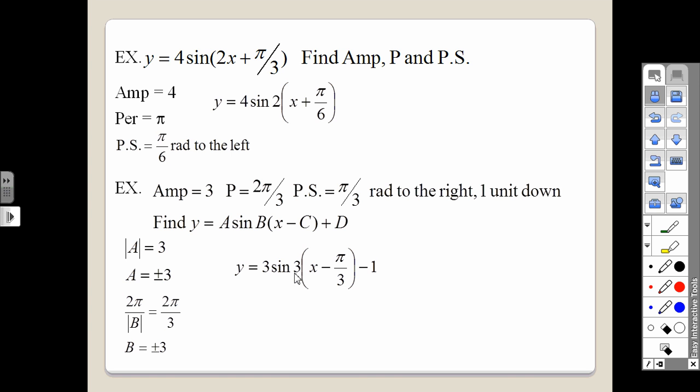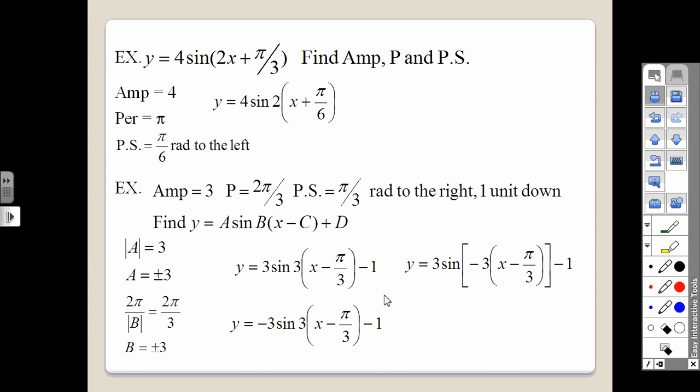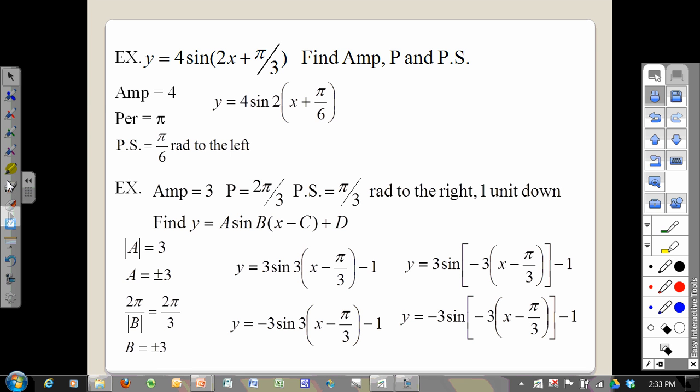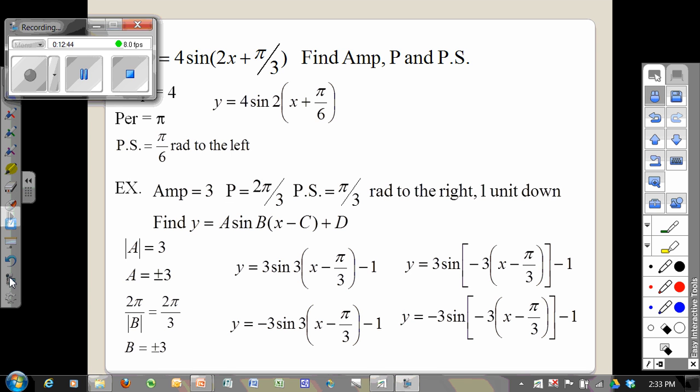And now we just have to do all the combinations of plus and minus, right? So let's do the negative of a. And then when we change this positive 3 to a negative 3, we have to put our brackets around this, okay, so that it doesn't look like we're taking sine minus that quantity. And then, of course, there's the last one. Remember, always going to have 4 answers. All right, hope I didn't blow your minds. Good luck, folks.